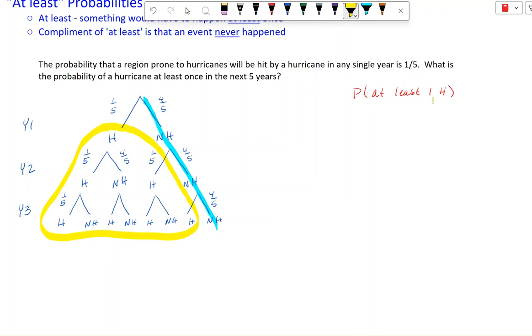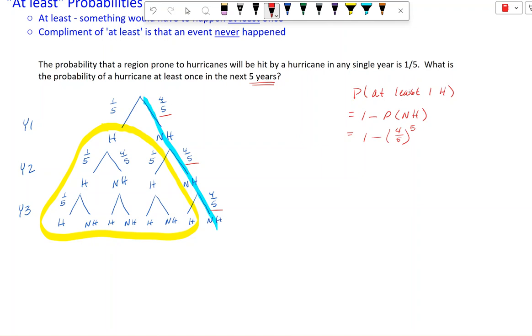So the probability of at least one hurricane can be found by taking 1 minus the probability of no hurricane. That's 4/5, and then the multiplication part comes from the fact that we would multiply for however many years we're looking at no hurricanes, because we would have no hurricane for the first year, no hurricane for the second year, and no hurricane for the third year, and so on. So we're going to multiply the 4/5 times itself for the number of years that we're looking at, and we would write that in exponential form because that's shorthand for repeated multiplication.